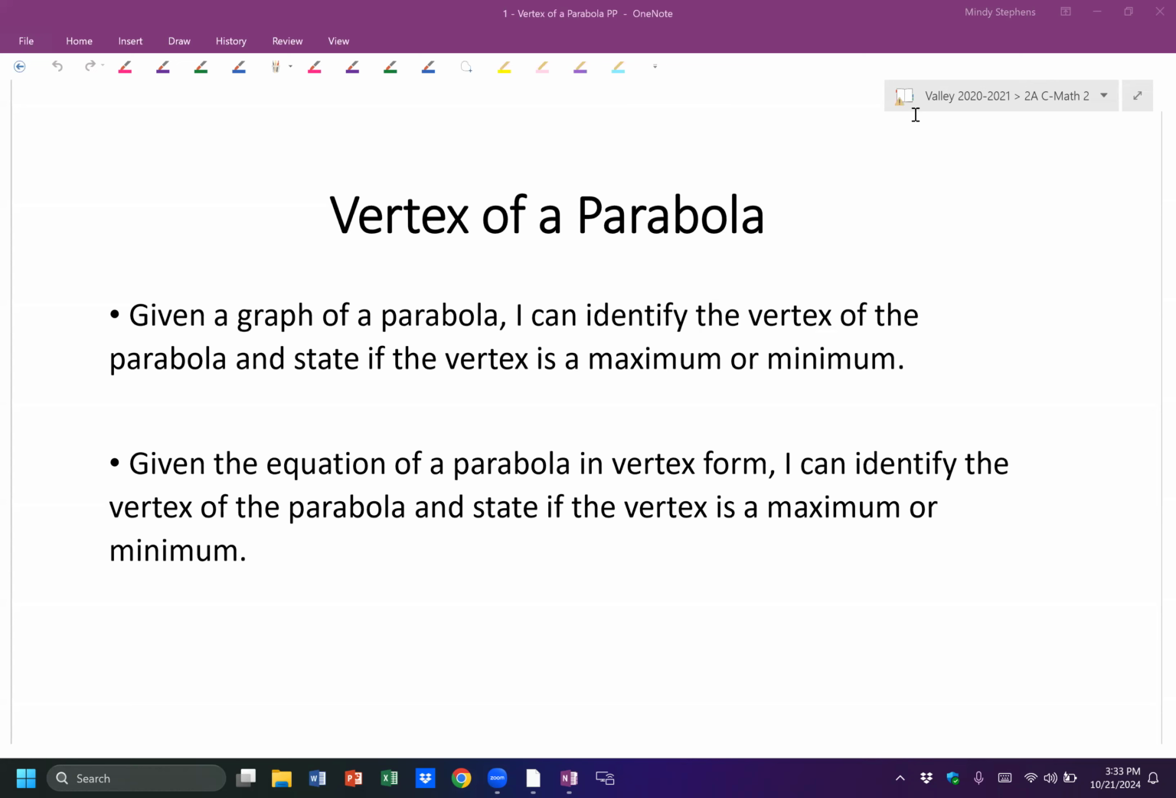The second one: given the equation of a parabola in vertex form, you're going to identify the vertex and state if it's a maximum or minimum. So you're doing the same thing, but one of them is going to be with a graph, and one of them is going to be with the actual equation. So first, let's talk about what a parabola is and what it looks like.